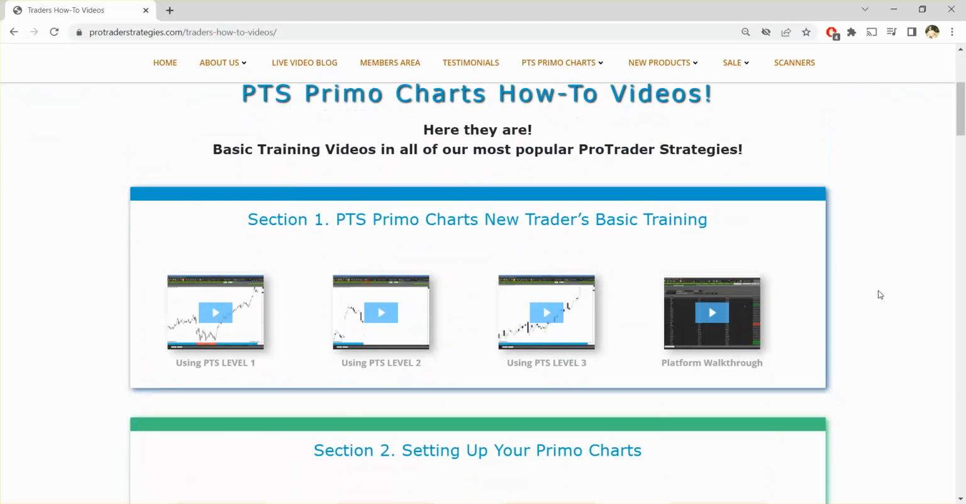On the top, if you're a new trader, you have the new traders basic training. You have level 1, level 2, and level 3, and also the platform walkthrough, which is an overview on PTS Primo Charts.